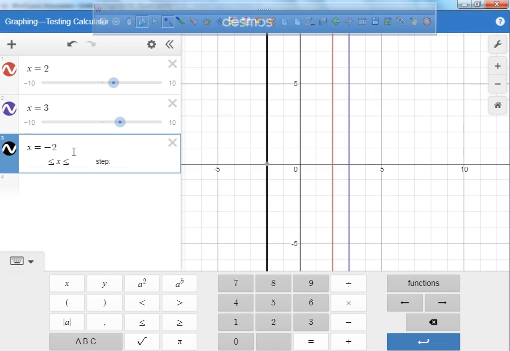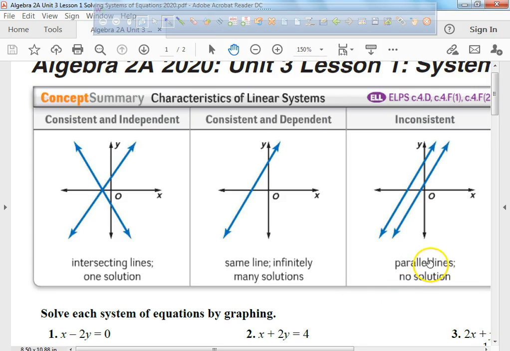Hey, anytime you guys see a vertical line, I need you guys to understand these are called undefined. They're undefined slopes. Okay? So do all of these technically have the same slope? Yeah, they all have the same slope. It just happens to be undefined. All right? So would these lines ever touch? No. So once again, what would that answer be for this one? It would be no solutions because they're parallel lines.